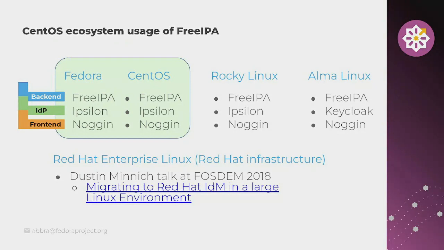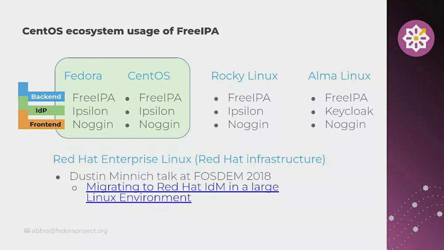And if you look at the use of these pillars in downstreams and upstreams of CentOS, these can roughly be split in three parts. So IPA is a backend for all of those. For the users, the front facing part is usually a user portal. That portal, which is a project called Noggin, is what Fedora developed for itself when the Fedora account system was kind of replaced. This front end relies on authentication of users through the identity provider.